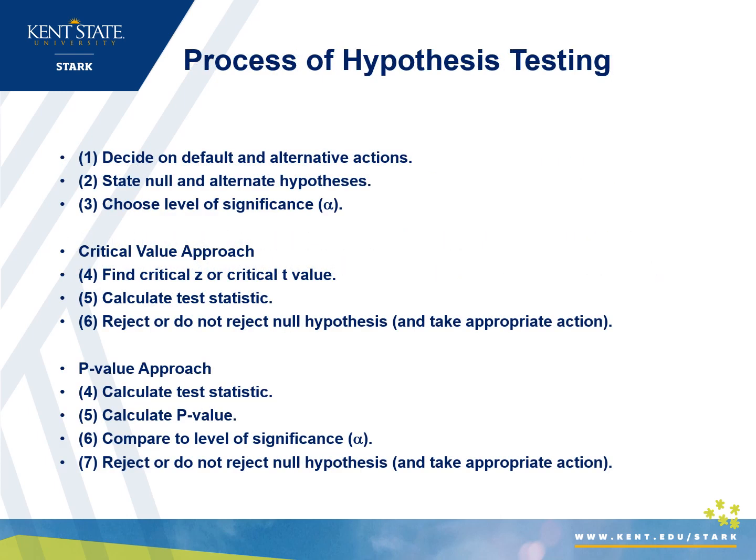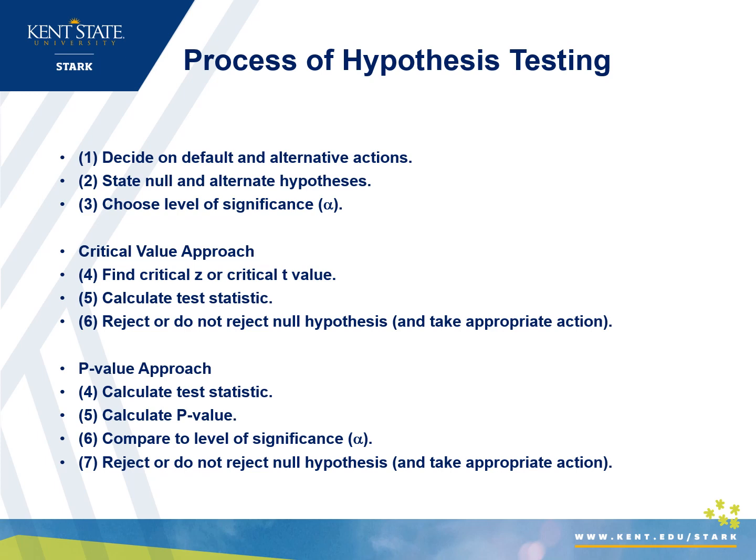Here's the process for the hypothesis test. First, decide on your actions, a default and an alternative. Second, state your hypotheses, a null hypothesis and an alternate or alternative hypothesis. These will be connected to your actions. Third, choose a level of significance for the test. We'll get into details later. For now, I'll just say that the typical standard is 0.05.